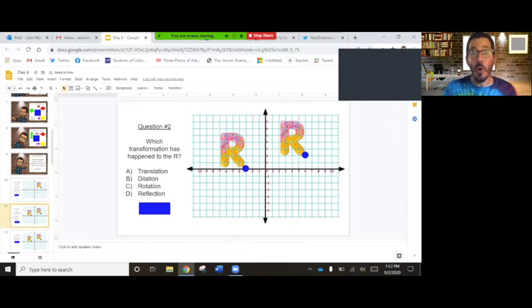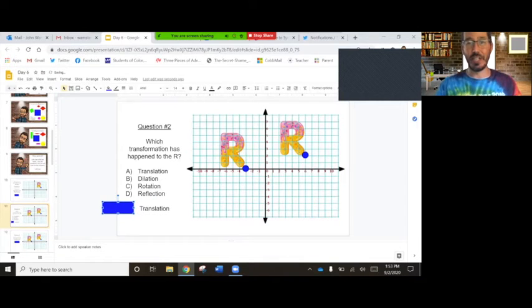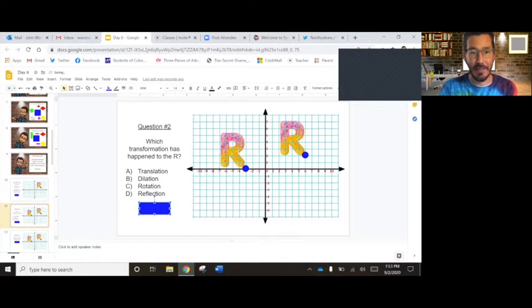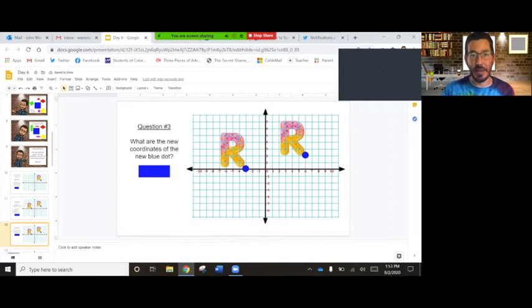Question number 2, which transformation has happened to the R, to take it from where it was to where it is? Is it A, translation, B, dilation, C, rotation, or D, reflection? And hopefully you said translation. That's right, a translation is just a slide or a shift, but the shape doesn't change direction or orientation or size.